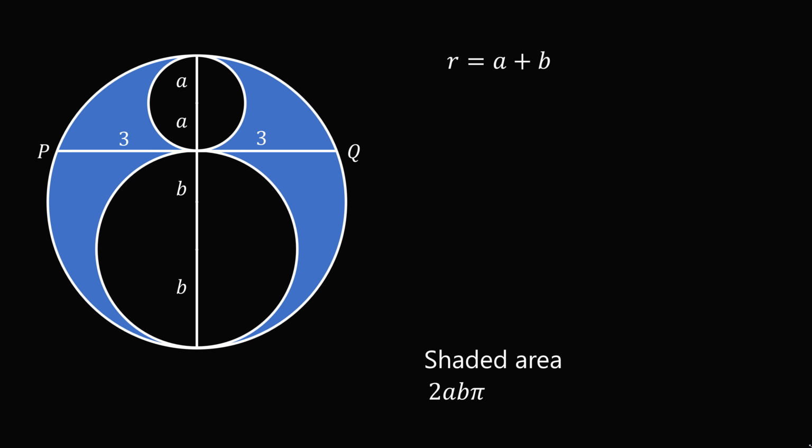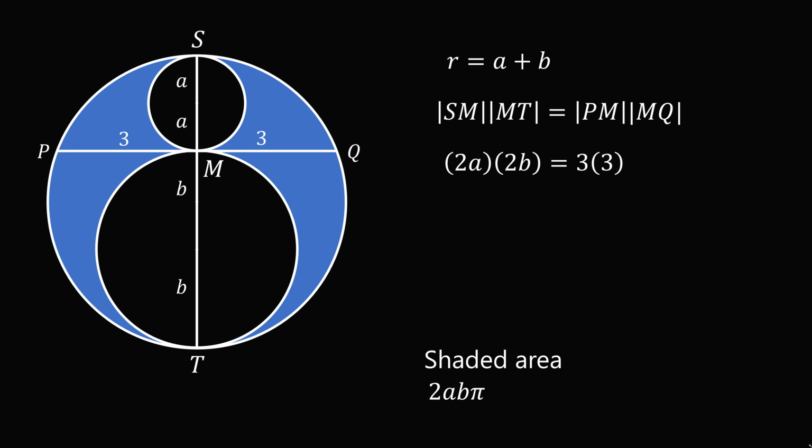We will use the chord-chord power theorem. So let's start the problem at this step where we've calculated the radius of the large circle is equal to a plus b, and we want to calculate the shaded area, which is 2ab pi. So let's say the diameter of the large circle has endpoints of S and T, and it intersects the chord PQ at M. By the chord-chord power theorem, we have SM multiplied by MT is equal to PM multiplied by MQ. But SM is equal to 2a, MT is equal to 2b, and then PM is equal to MQ, which is equal to half of PQ, which equals 3.